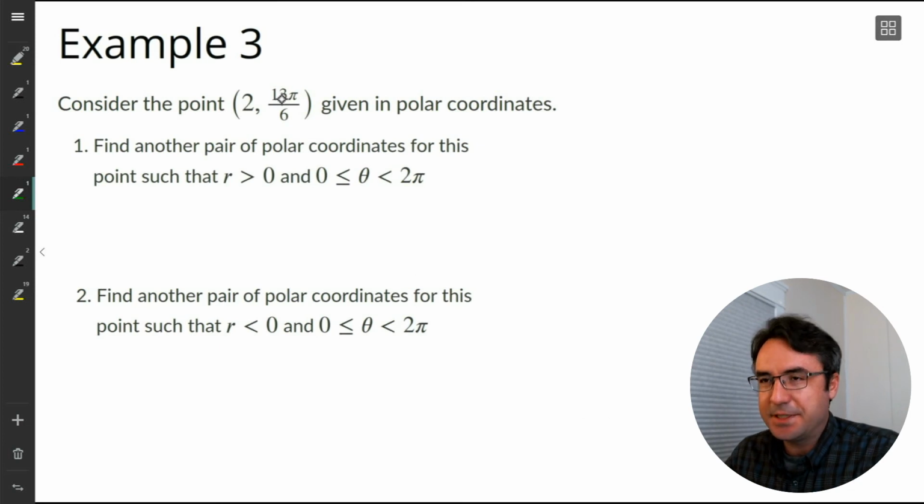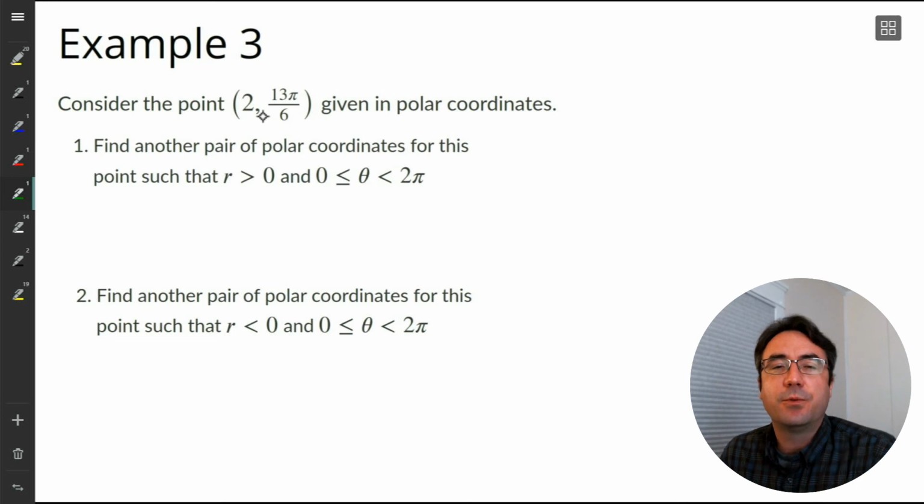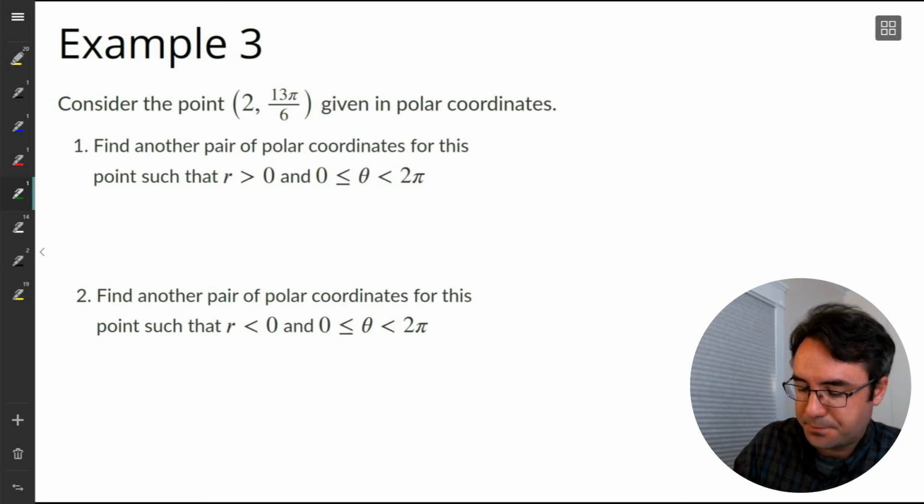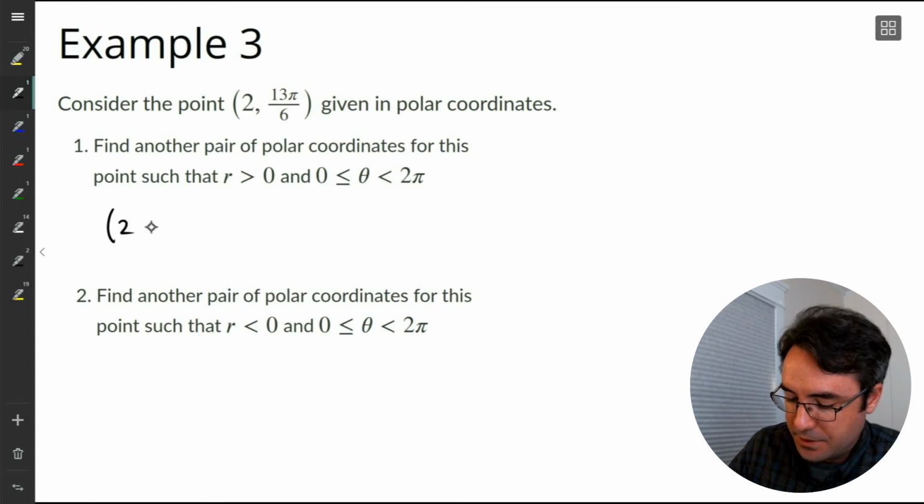All right. So in example 3, let's say we're given the point in polar coordinates 2, 13 pi over 6. And what we want to do is represent this point with another pair of polar coordinates with these conditions. R we want to be positive, and we want theta to be in between 0 and 2 pi. So r is already positive, so that's good. Let's look at this theta value.